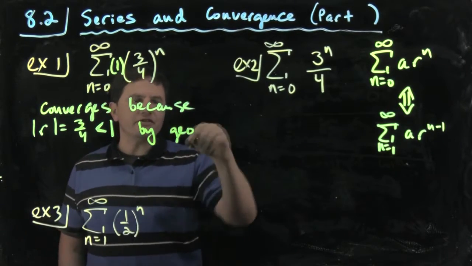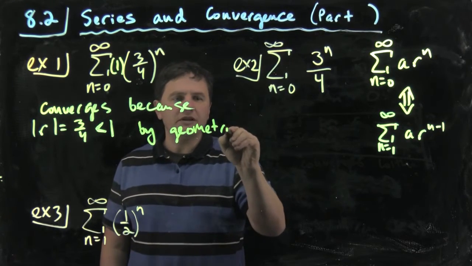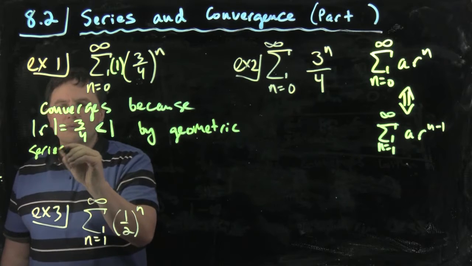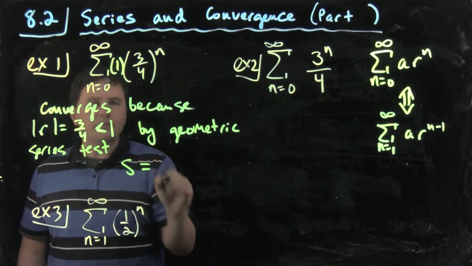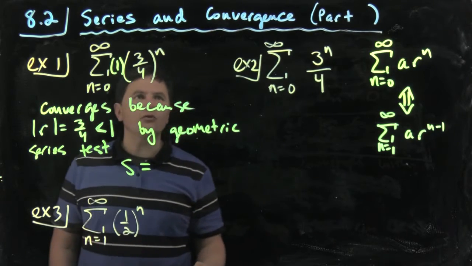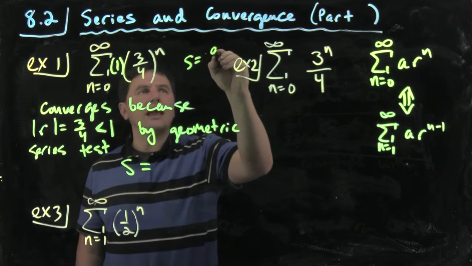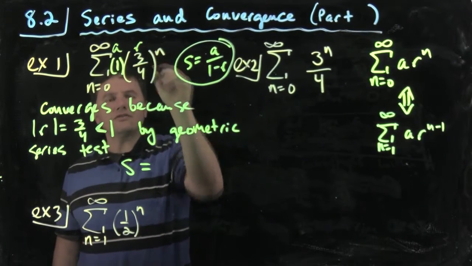Down the line, this is going to become more important because we're going to get all these different tests, so it's important to say what test. By geometric series test. Right now, it's not so important. And the sum, because it is convergent, we're going to use that formula. If you remember, the formula is S equals A over 1 minus R, where this is our A and this is our R.